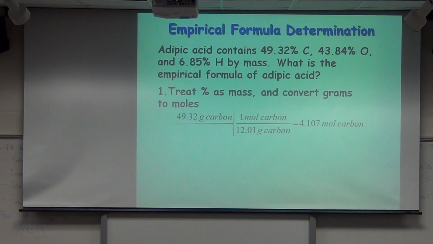And by all means, if you know what you're doing at this point, you don't have to wait for me. You can go ahead and convert your grams of oxygen into moles of oxygen and your grams of hydrogen into moles of hydrogen.